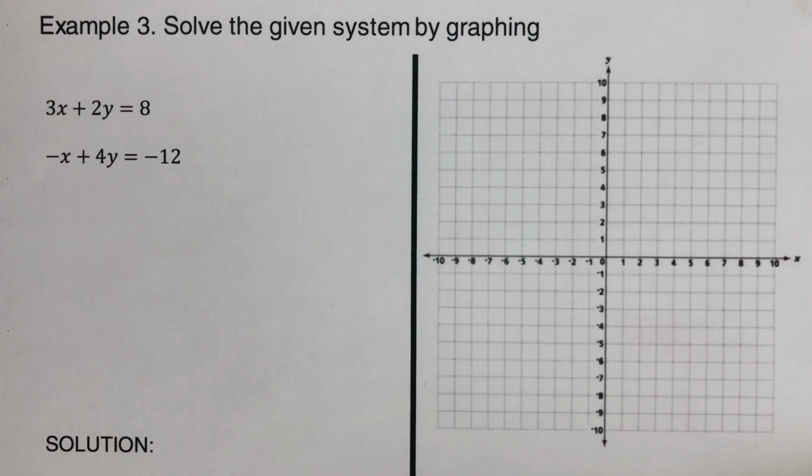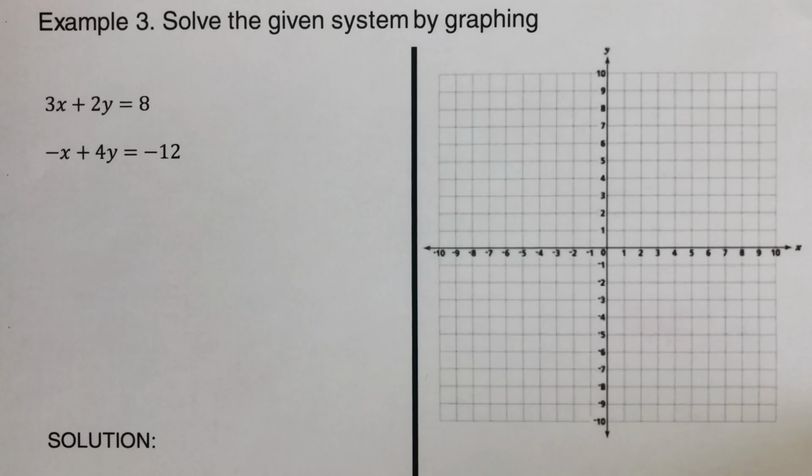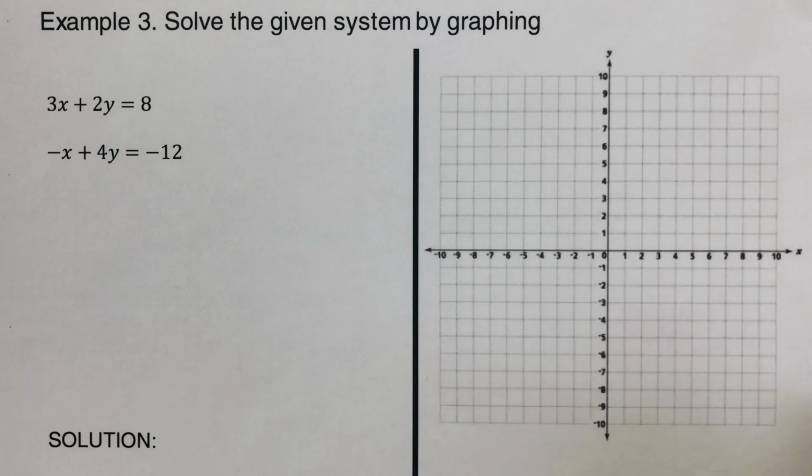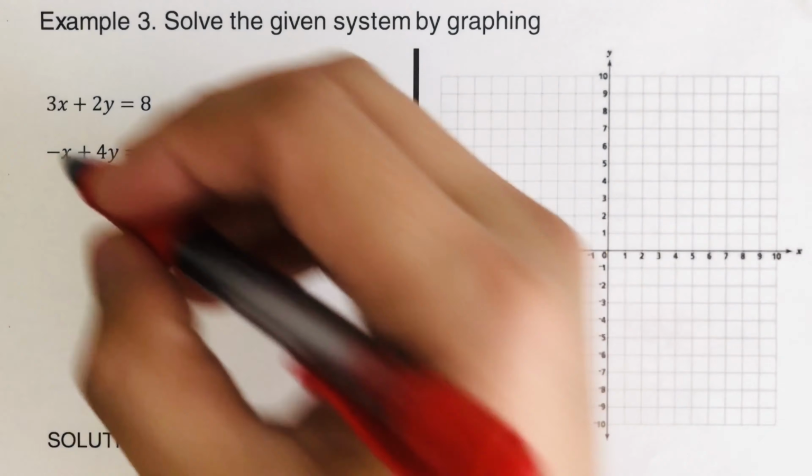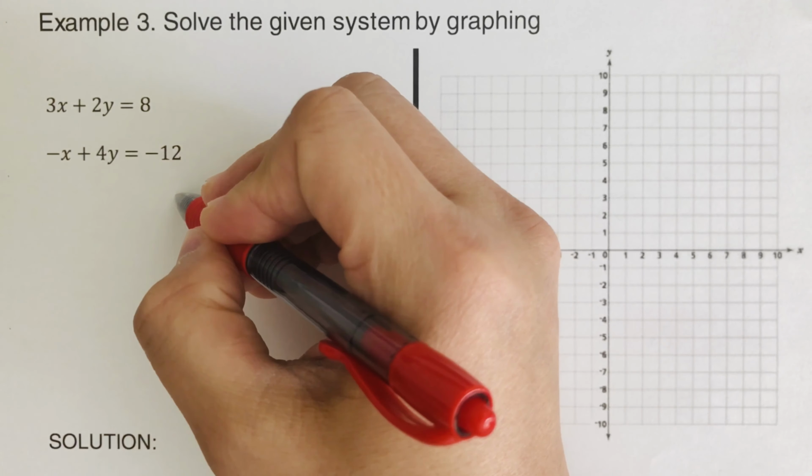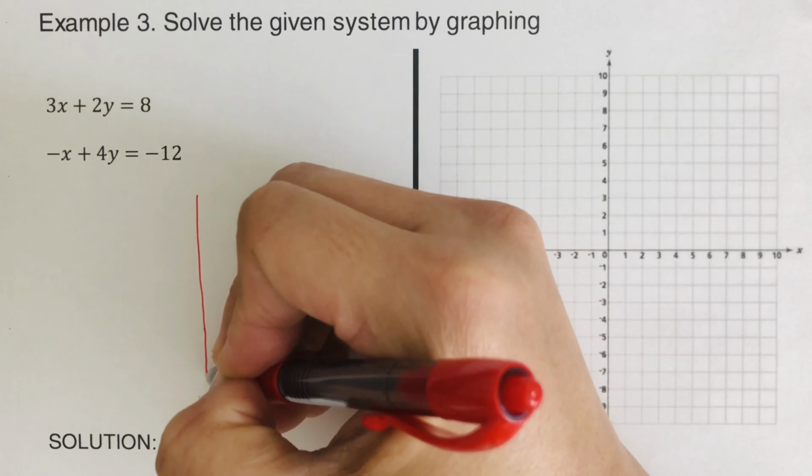So we are given these two linear equations that we have here. In order to graph this, we have to change this into y equals mx plus b form, that is the slope-intercept form. So I'm going to show you the method and how we do that. We're going to take the first one here.